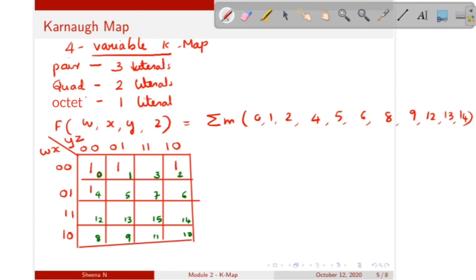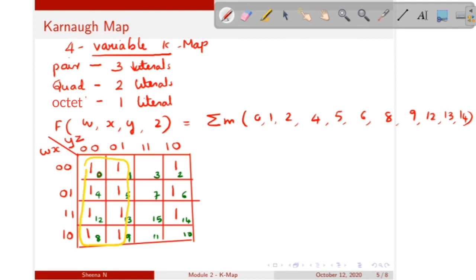Mark 1 in the given minterm squares, that means 0, 1, 2, 4, 5, 6, 8, 9, 12, 13, 14. Okay, so next is how can we group these ones. Here first we have a group of 8 ones. Here 8 ones are adjacent to each other, so first we group these 8 ones.